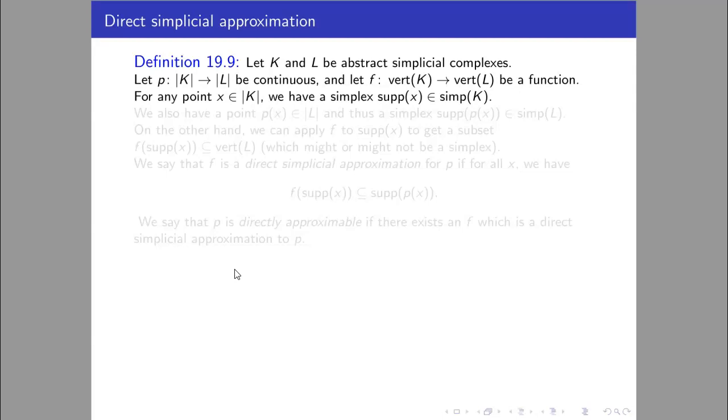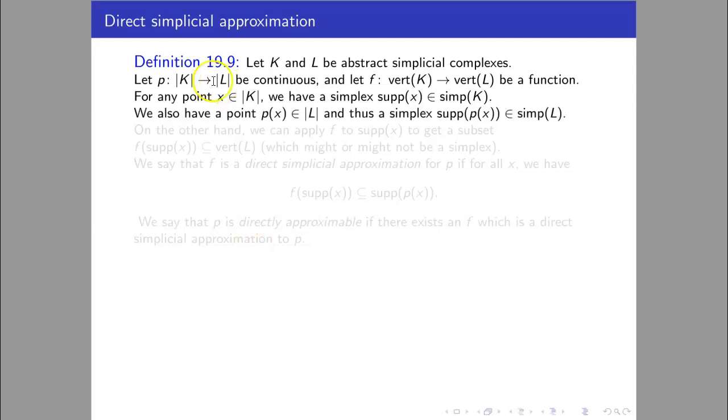So to explain that, let X be any point in mod K. And remember then we have a simplex sup X in simp K. So remember X is some convex combination of the vertices of K, and sup X is the set of vertices that have strictly positive coefficient in that expression. And by the definition of mod K, that's got to be a simplex.